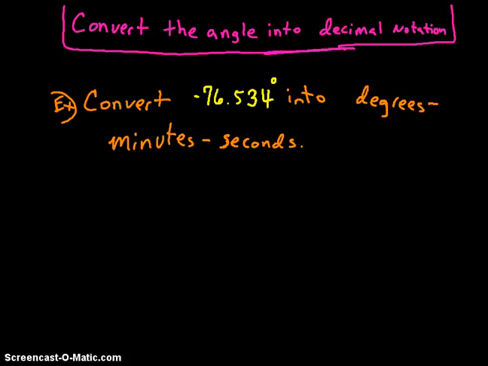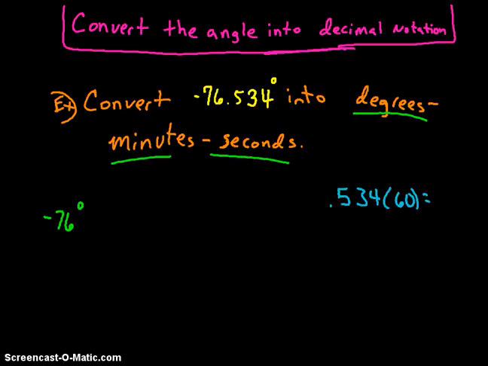So again, new example: -76.534 degrees. We convert that into degrees, minutes, and seconds. You're going to start with -76 degrees. Then you take the decimal part again and multiply it by 60. So you take 0.534 and multiply that by 60. You can call it 60/1, but same thing, just 60. And what you have is 32.04, so that means you have 32 minutes. You've got this 0.04 that follows it. You're going to use that later. So what you have is -76 degrees and 32 minutes.